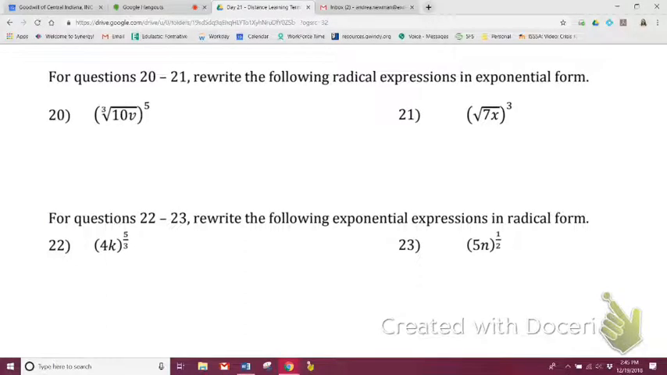All right, questions 20 and 21. We want to rewrite the radical expression in exponential form. So for these, it's going to be 10v. Make sure when you write this, your 10v goes in parentheses, and then it's 5 over 3. I always try to think that 3 is a little bit lower than the 5, so it goes on the bottom. And we have to have those parentheses because if you don't put them there, it's assumed to be just with the v, not with the 10. That's why those parentheses are important.